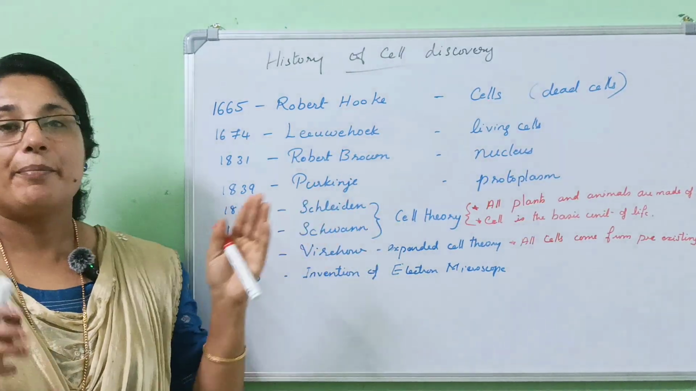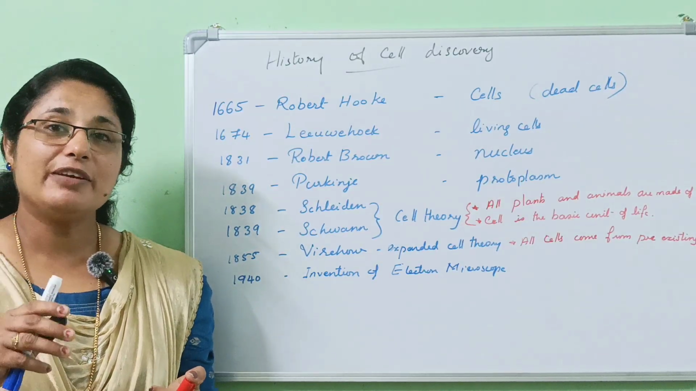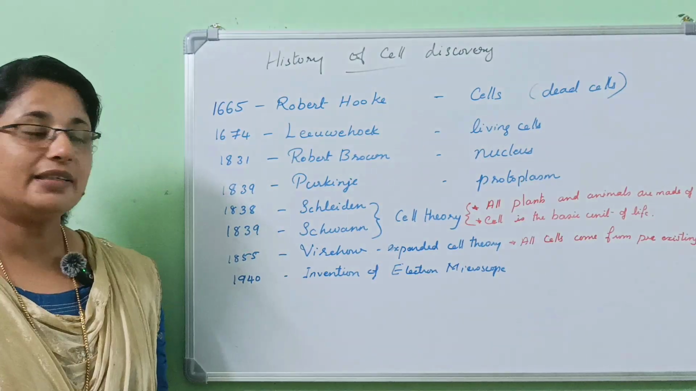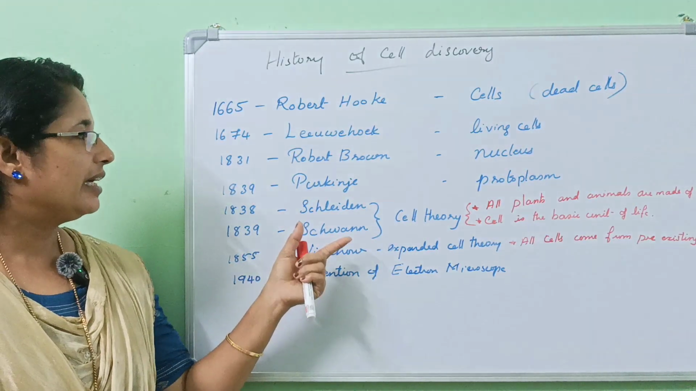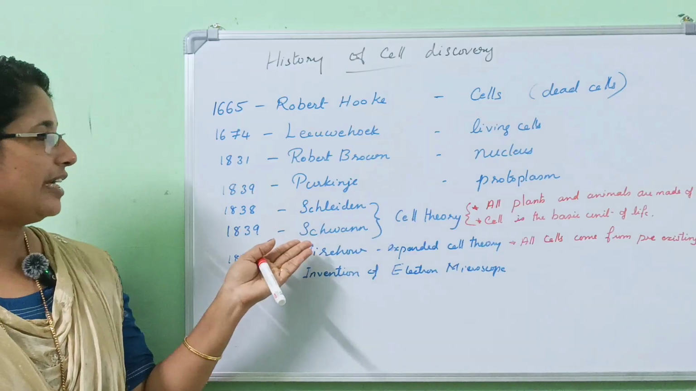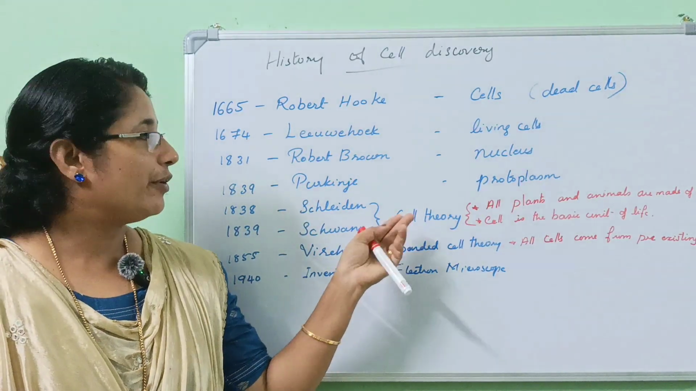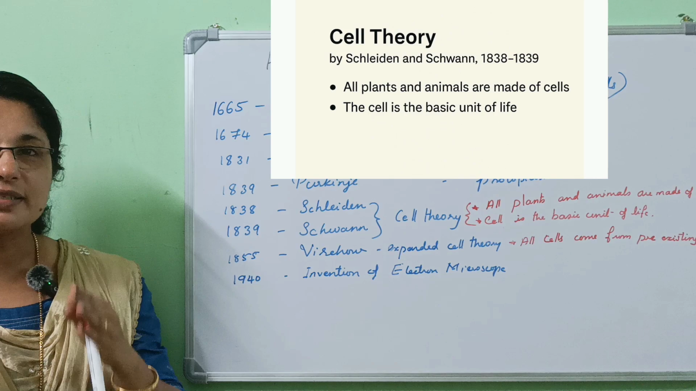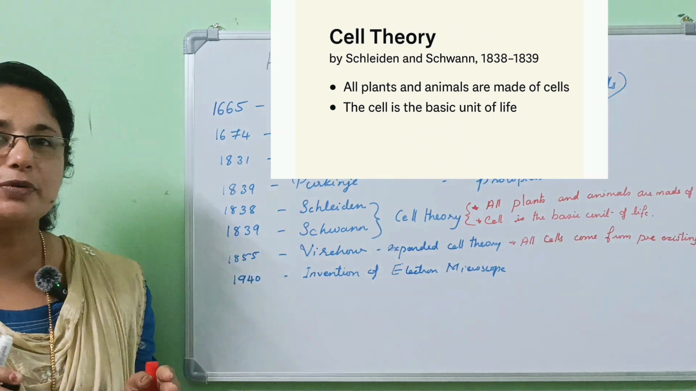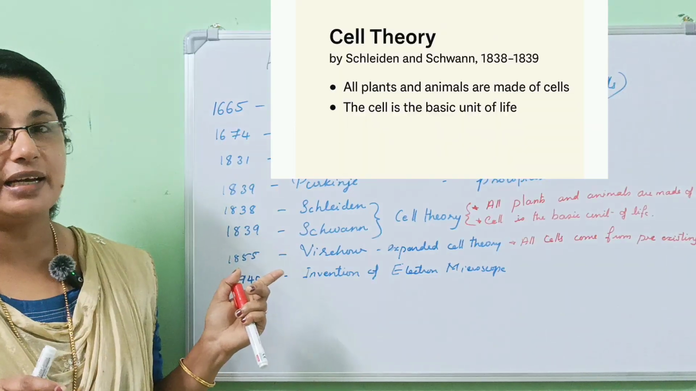In 1839, Purkinje gave the name protoplasm to the living fluid portion of the cell. In 1838, Schleiden, and in 1839, Schwann, proposed the cell theory. And what is cell theory? According to them, all plants and animals are made of cells, and the cell is the basic unit of life. This is the cell theory, proposed by Schleiden and Schwann in 1838 and 39.